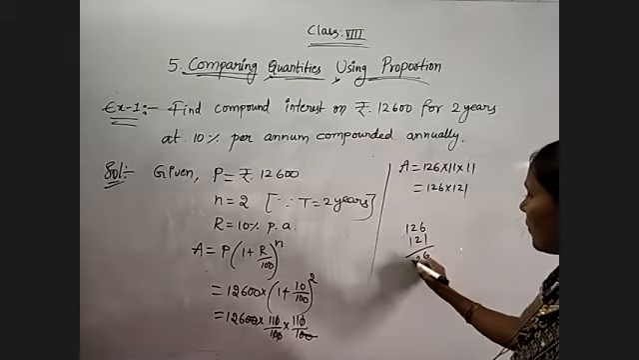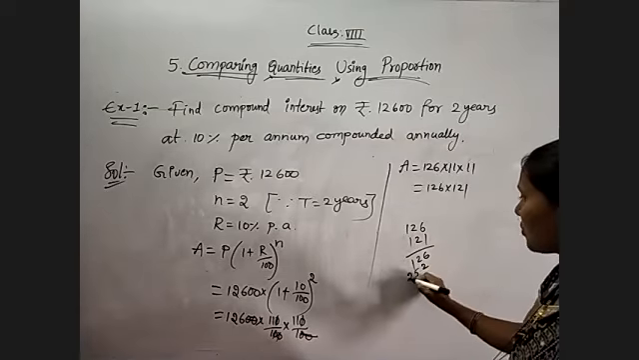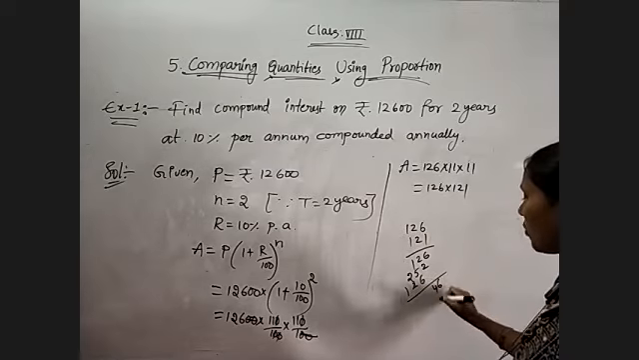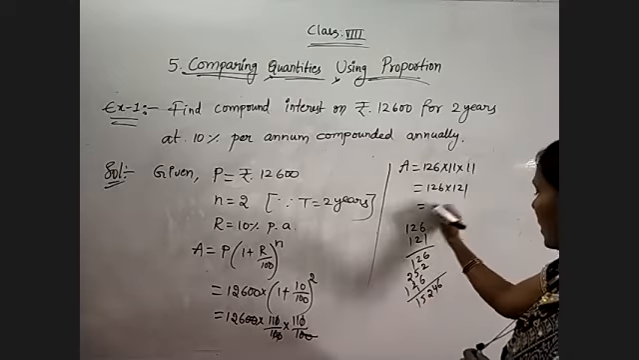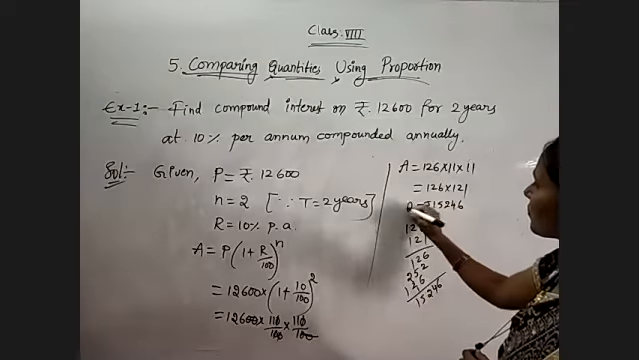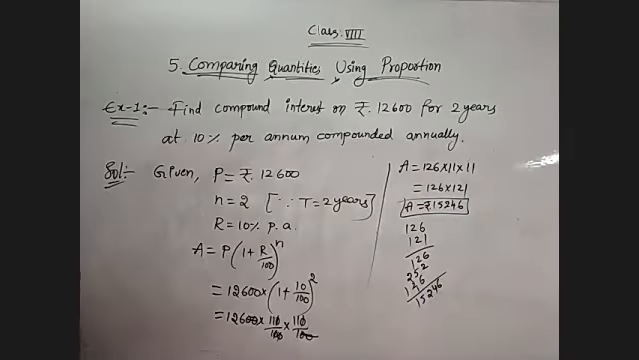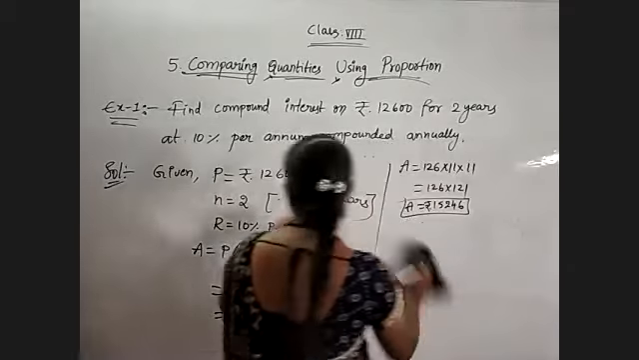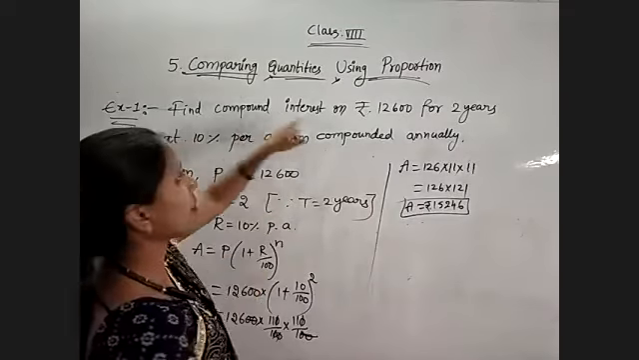So find out the product of these two numbers. 6 2s are 12; 2 1s are 2, 2 2s are 4 plus 1 is 5; 2 1s are 2; and 6 2 1. So 6 4 12 5 1. 15,246 rupees is the amount. And now principal will be equal to 12,600 rupees, which is given, and we need to find the compound interest.